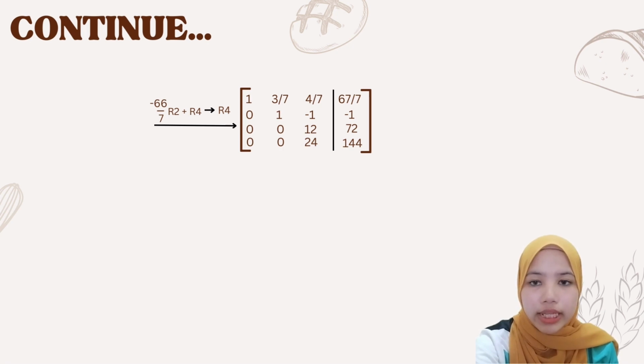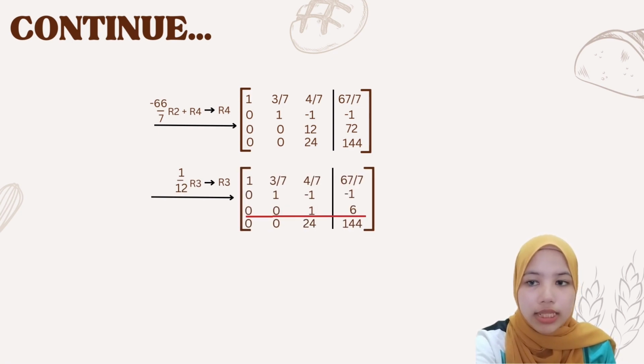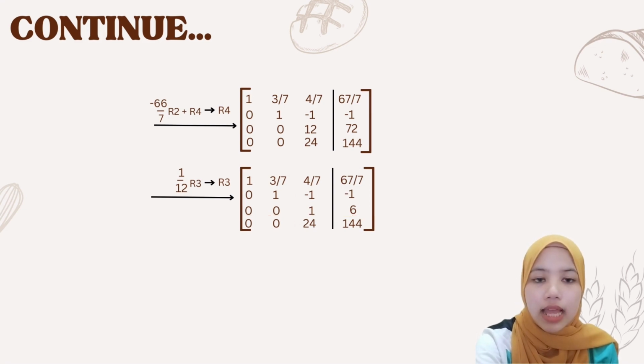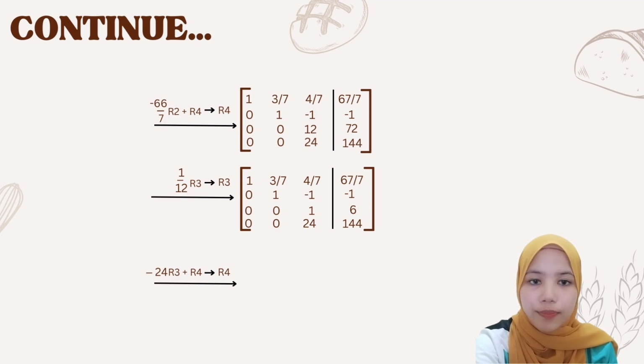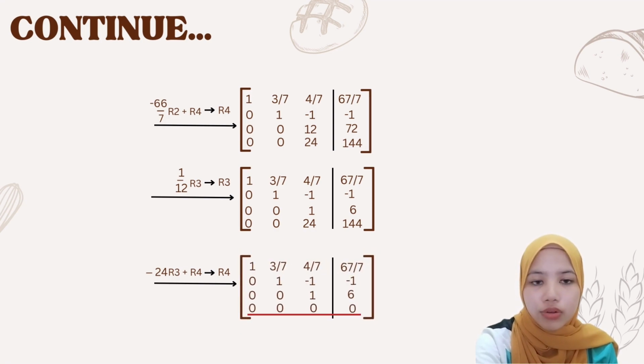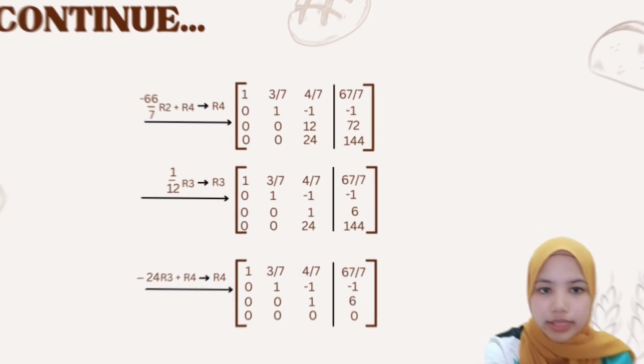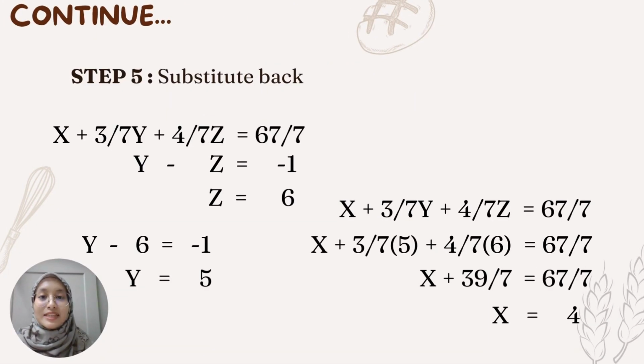Next, for row 3, it also doesn't have the leading one. So by doing 1/12 multiplied by R3, we will get row 3 is 0, 0, 1, and 6. Next, we reduce the non-zero constant in the fourth row under the leading one on the third row by doing negative 24 R3 plus R4, and we will get a row of zeros at the bottom of the matrix. For our last step, we substitute back. And our answer is x equals 4, y equals 5, and z equals 6.